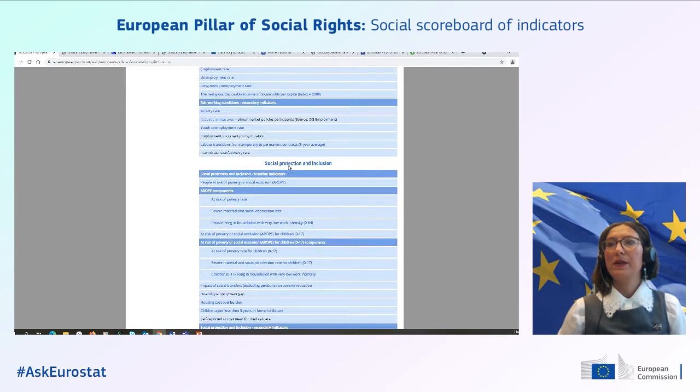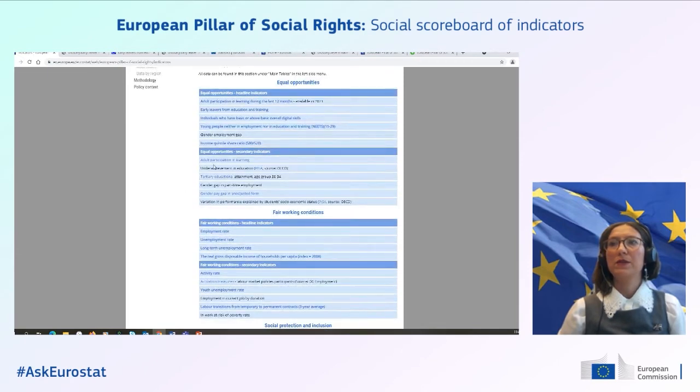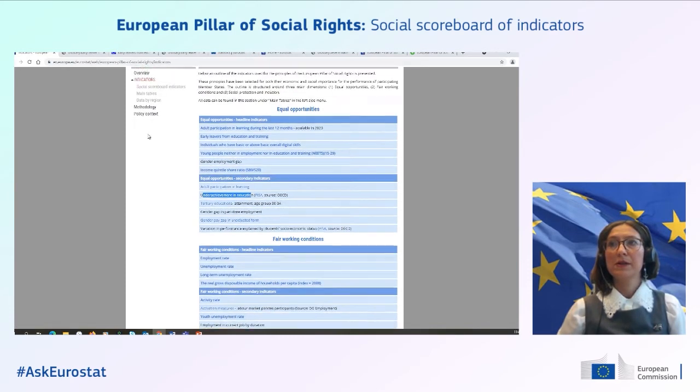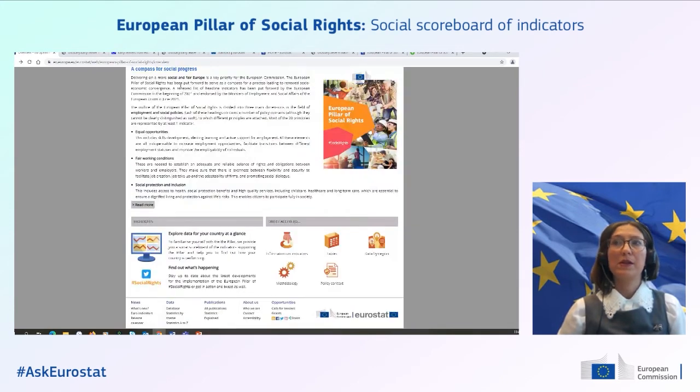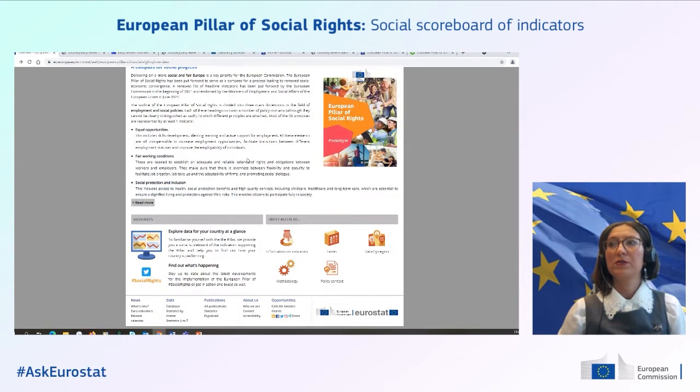And here we can also add indicators that do not come from Eurostat. So for example, underachievement in education, which comes from PISA, which is a survey collected by the OECD. And you can click on the link here and go directly to their page. Then we can come back to the overview page, where there is, of course, also a short introduction.